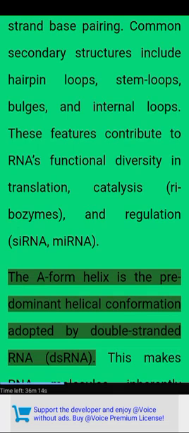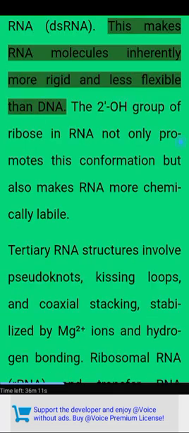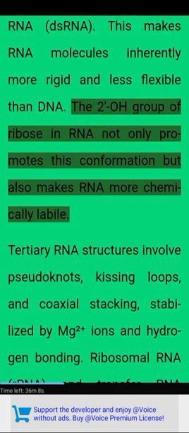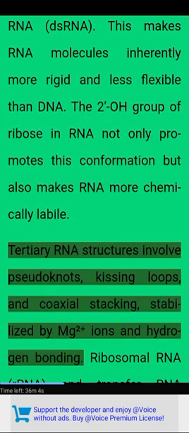The A-form helix is the predominant helical conformation adopted by double-stranded RNA, dsRNA. This makes RNA molecules inherently more rigid and less flexible than DNA. The 2' OH group of ribose in RNA not only promotes this conformation but also makes RNA more chemically labile. Tertiary RNA structures involve pseudoknots, kissing loops, and coaxial stacking, stabilized by Mg²⁺ ions and hydrogen bonding.